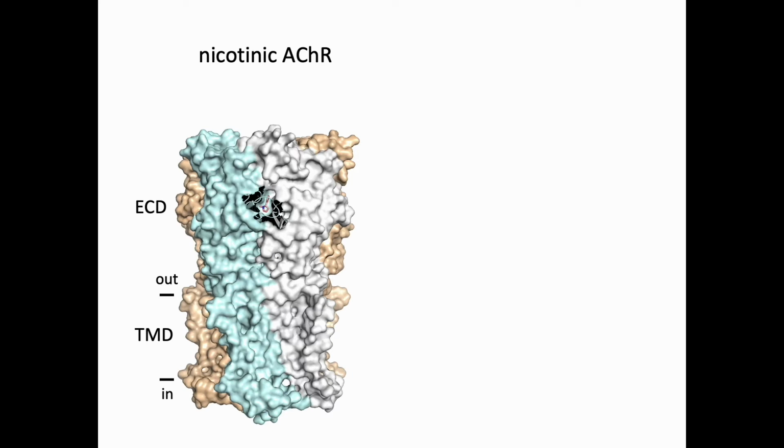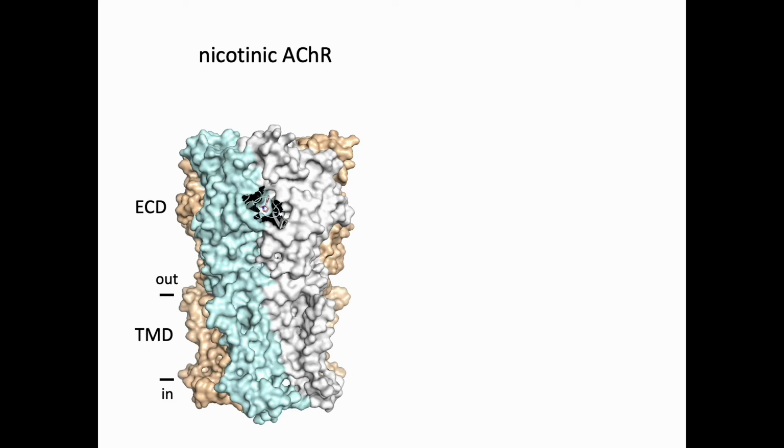In the extracellular domain, about halfway up and at subunit interfaces, there are ligand neurotransmitter binding sites, which are the sites that we're going to be concerned about today. And at the equator of the transmembrane domain, there's a narrow region in the pore called the gate, which regulates ion conductance. Total molecular weight of the protein is about 300 kilodaltons.